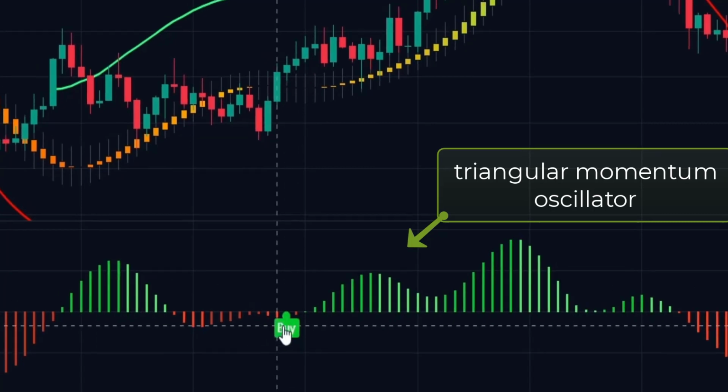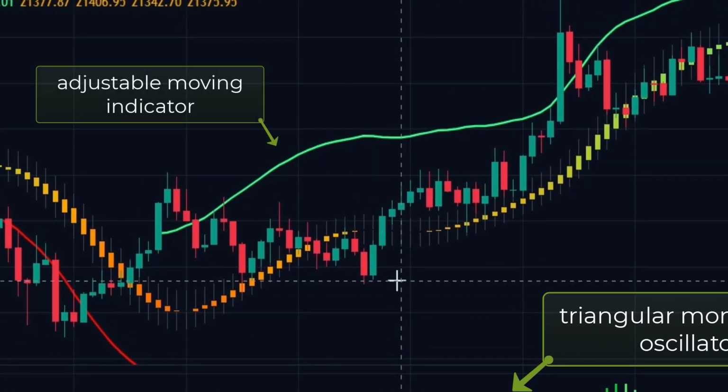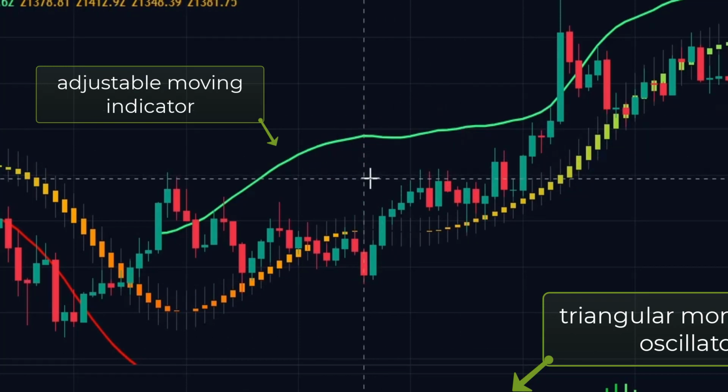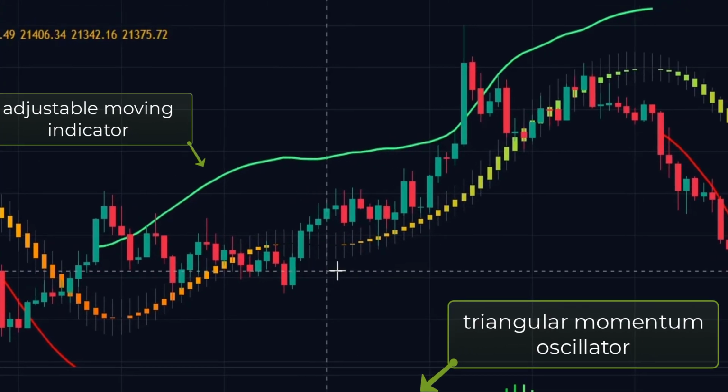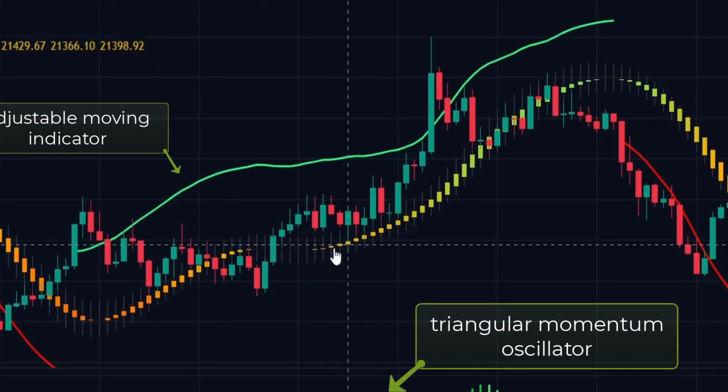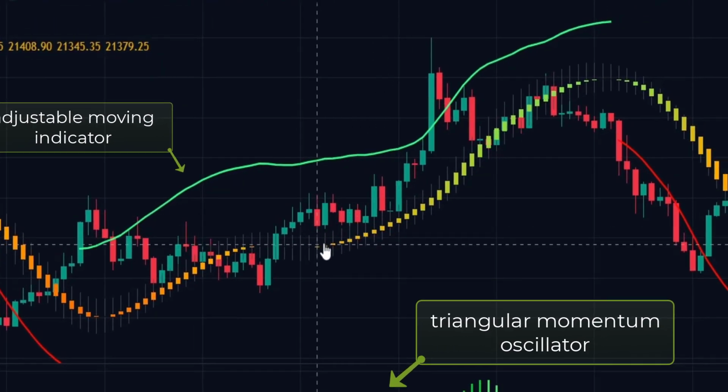Number 2, the upper extremity must be present on the adjustable MA indicator, as we already know this green line confirms the uptrend. Number 3, these smooth candles should increase in value. Here we can see that the candles started increasing in value, so we're going to go ahead and place a buy position at the close of this candlestick.